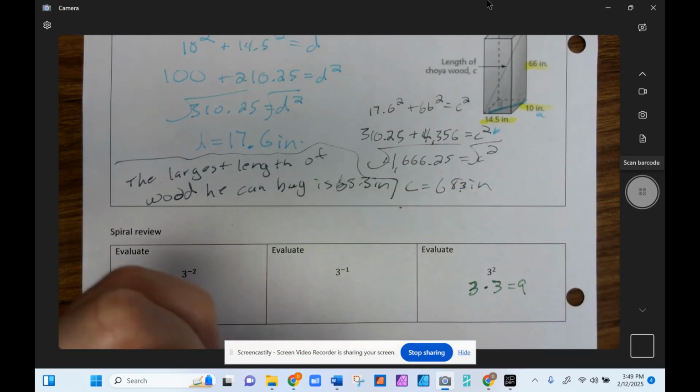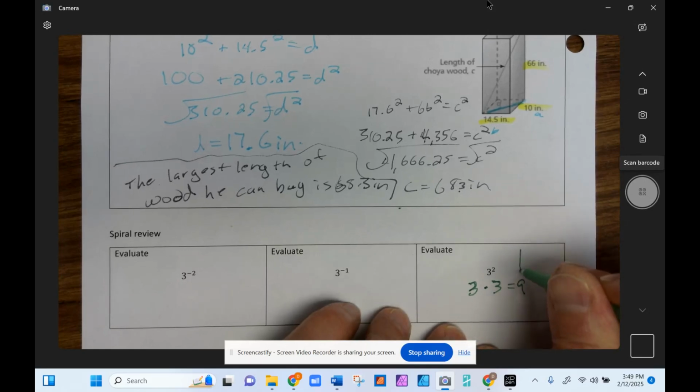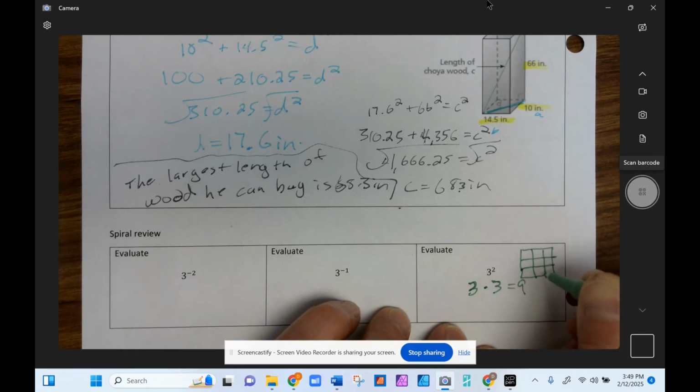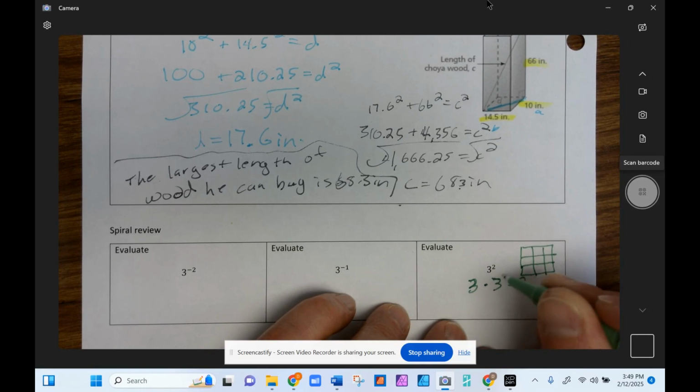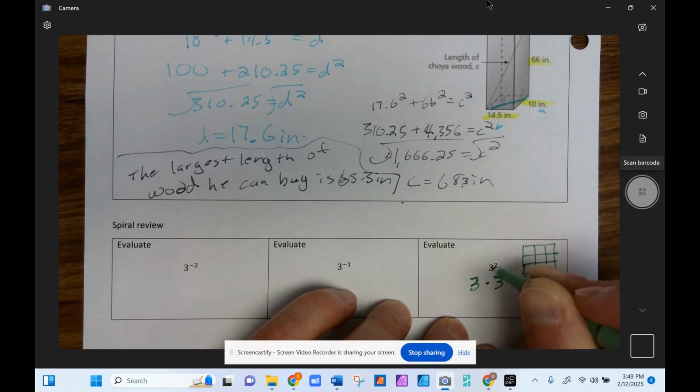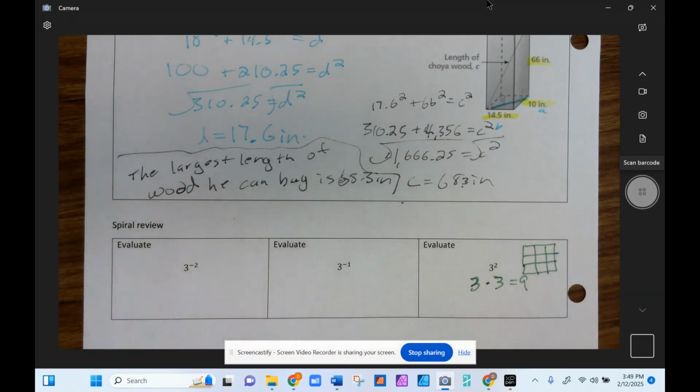Okay, another way to think about that is, what's the area of a square with a side length of 3? Okay, 1, 2, 3 here, 1, 2, 3 here. That's a total of 9 different squares in there. So that's what this means, right? 3 squared is, what is the area of a square with a side length of 3? So that's conceptually what it means, right?